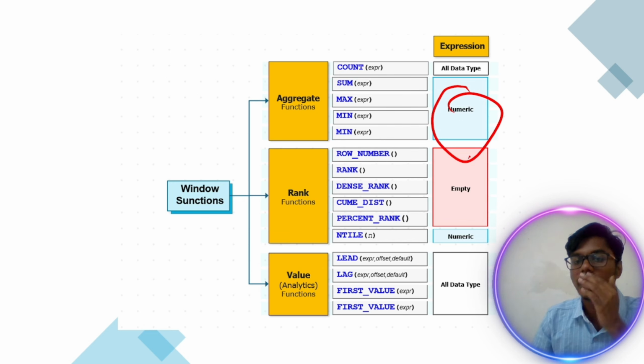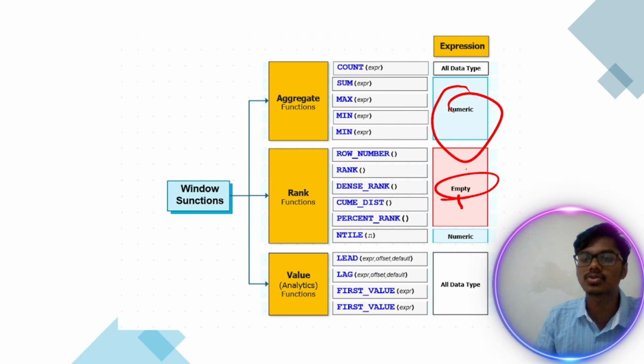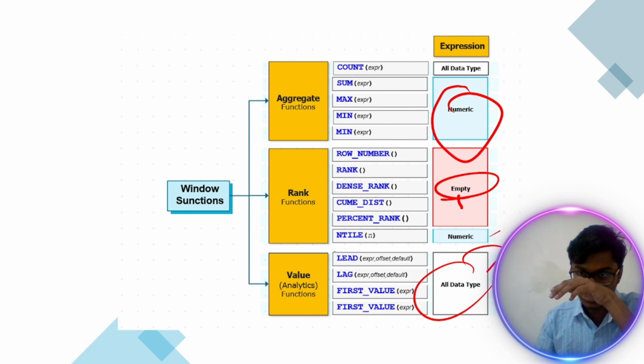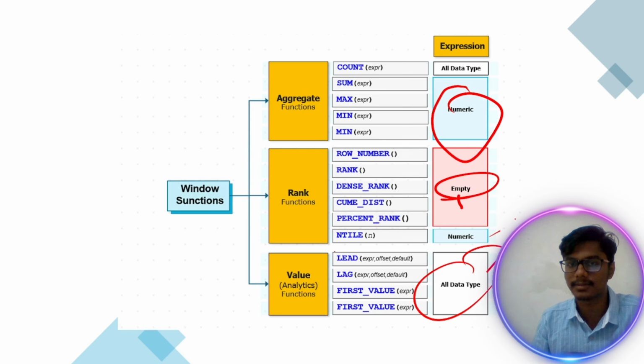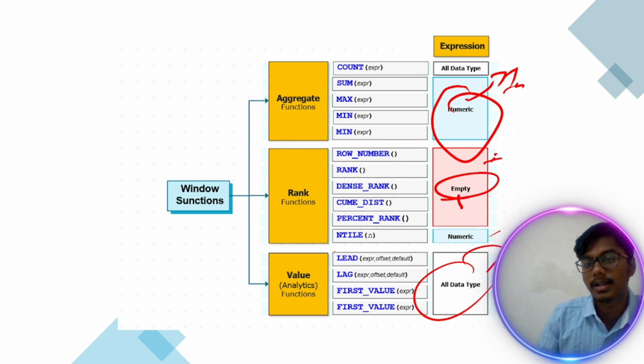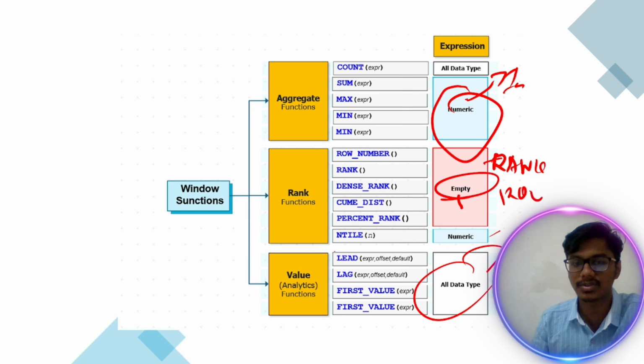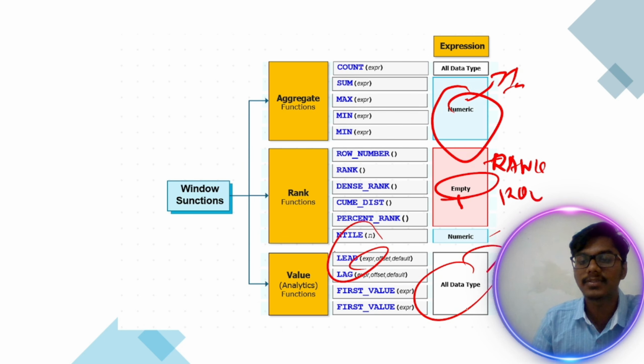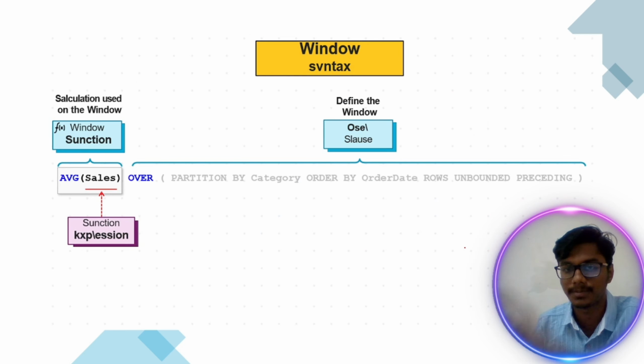In the rank function, the function expression should be empty, right? And for the value analytical function, we can use all data types like string, date time, whatever column, any data type we can use, right? So the aggregation function may take an integer, and the rank function may be empty. Many times we can use the rank function, the row number function, the dense rank function. Like this, we have many types of window functions in the rank functions. And in the value analytical function, we can use any data type in the function expression, right?